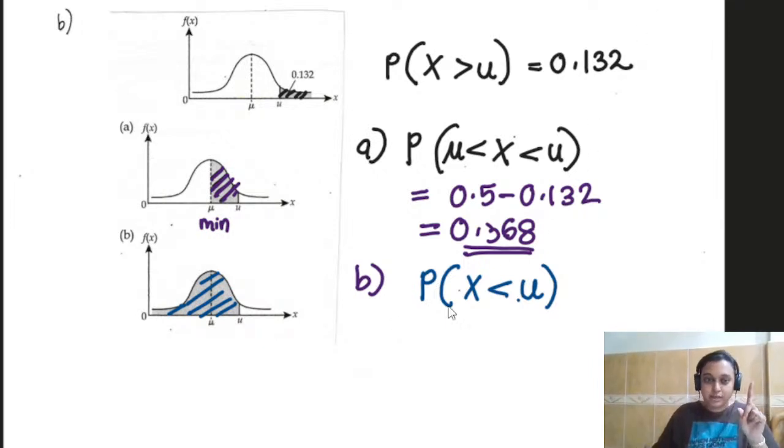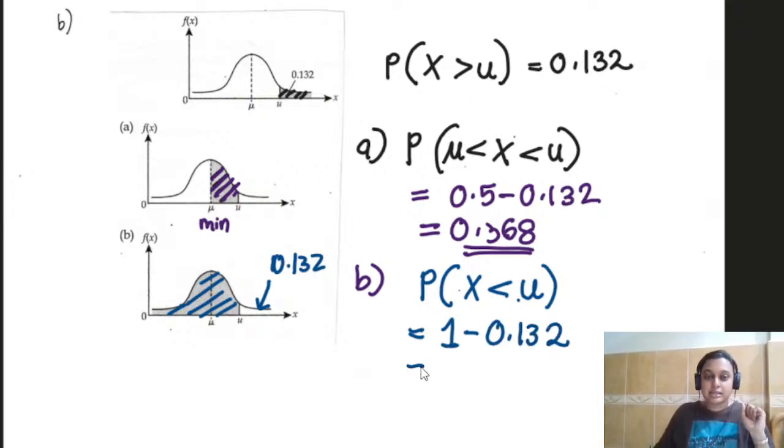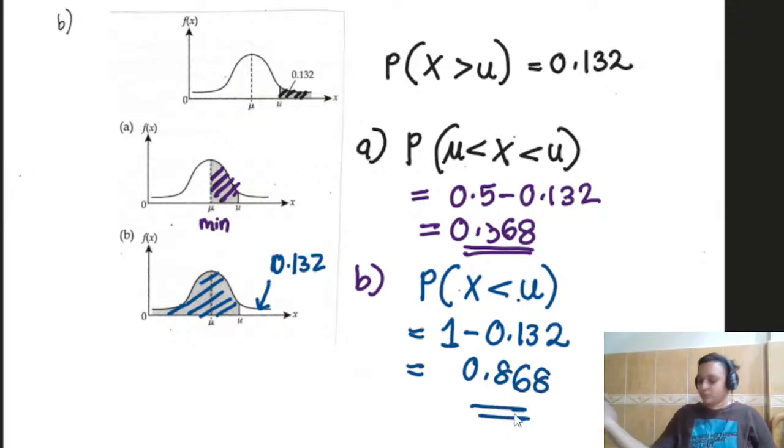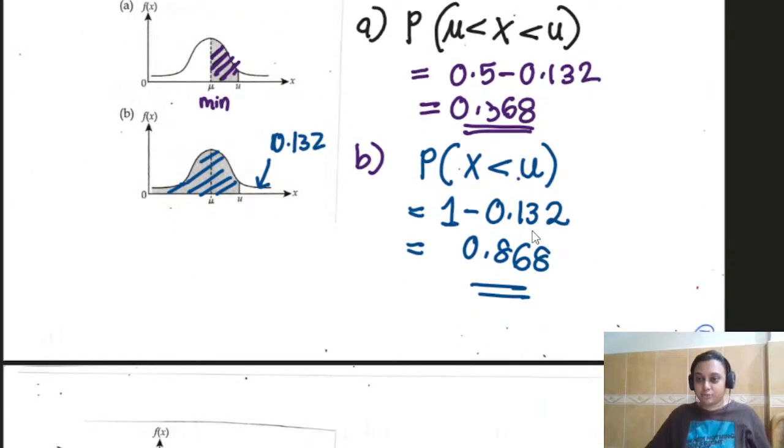So lebih kecil daripada U means the whole thing, lorekkan atau luas untuk satu graf ialah satu unit, kan, satu unit. So kita ambil satu, tolak with this part, the not shaded part. The not shaded yang tidak berlorek itu ialah 0.132, betul. Jadi we take 1 tolak 0.132, kita akan dapat 1 minus 0.132, 0.868. So betul jawapan kita. Both also you got correct. Okay, very good.